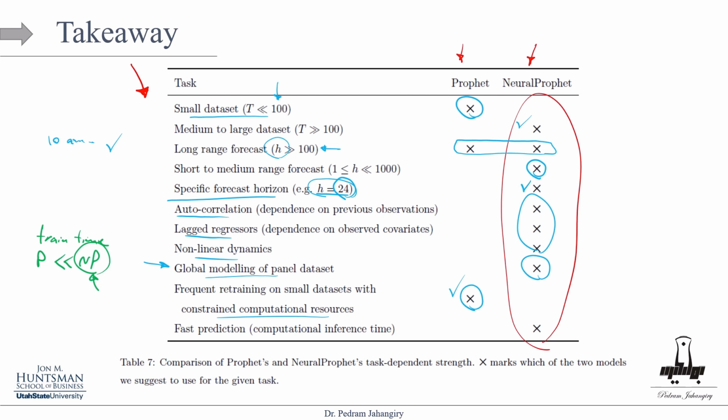But when it comes to prediction and inference, NeuralProphet is going to be a lot faster than Prophet. So that's probably why, if you have a small data set and limited computational resources for training purposes, you would choose Prophet over NeuralProphet. And of course, when you require fast predictions, you will go with NeuralProphet. Yeah, that's pretty much it.